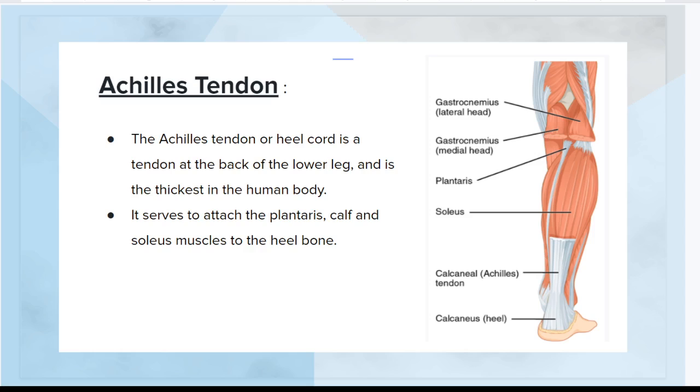Now let's understand what is this Achilles tendon. The Achilles tendon or heel cord is a tendon at the back of the lower leg and is the thickest in the human body. It serves to attach the plantaris, calf, and soleus muscles to the heel bone.